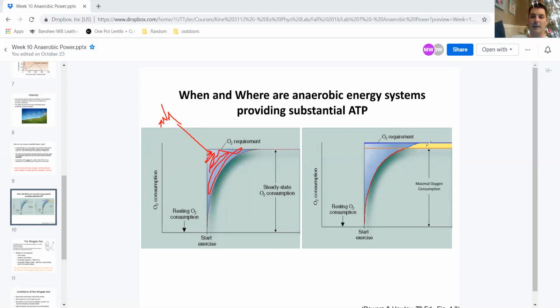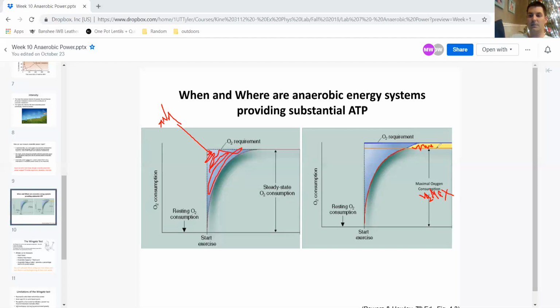Conversely, if we look at the second graph here, we're looking at a graph that shows maximal oxygen consumption, or VO2 max. And what we can see here is that same part. So at the beginning, before we reach steady state, here's our contribution of the anaerobic system. But the second area in which we see, just as we indicated, was really, really high intensities.